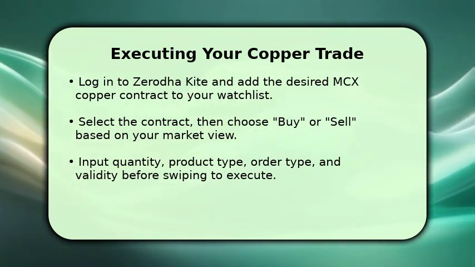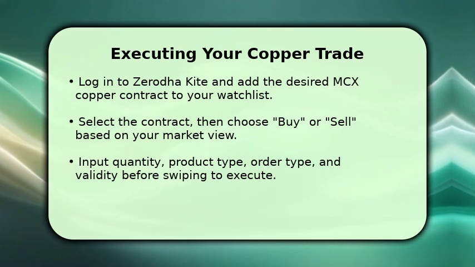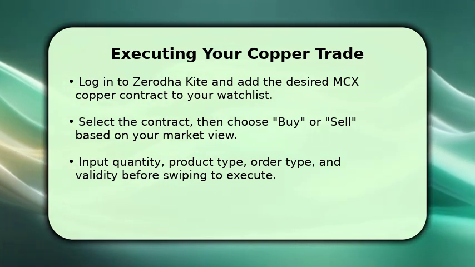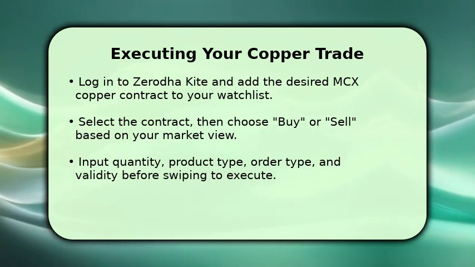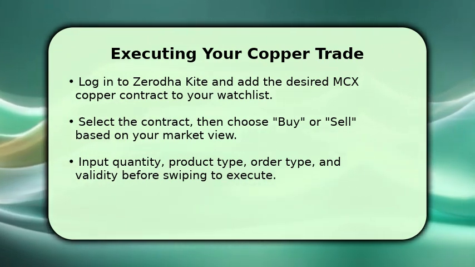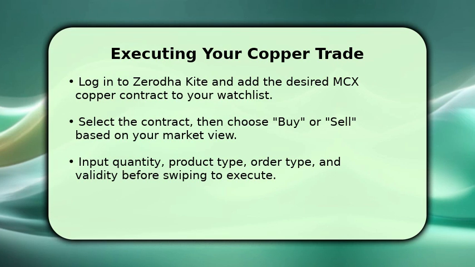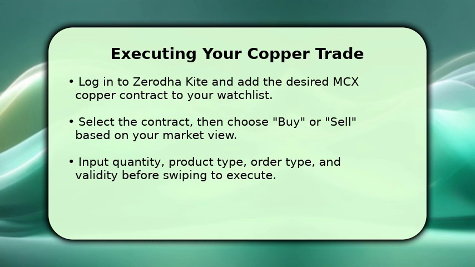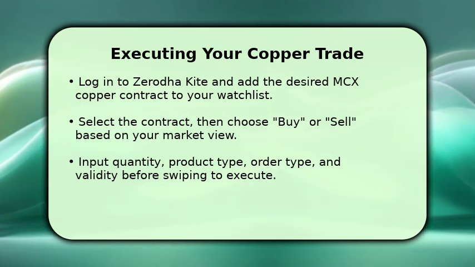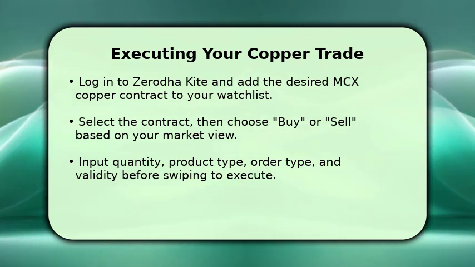First, add the specific MCX copper futures contract you wish to trade to your market watch list. Once added, select the contract and decide whether to buy or sell based on your analysis. You will then input the quantity, select your product type like MIS or NRML, choose your order type, and set the validity before finally swiping to execute your trade.